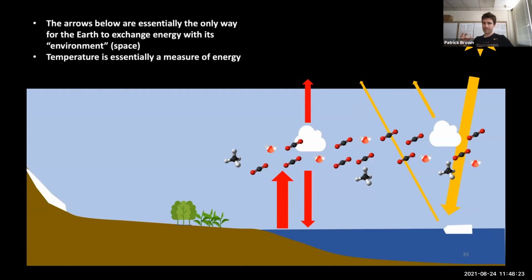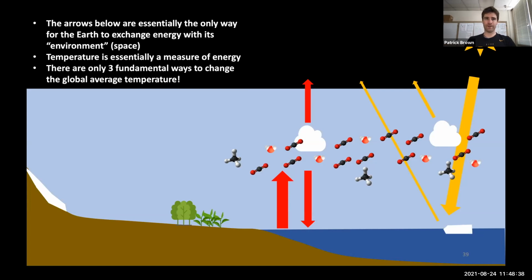That means we've just defined all of the energy coming into the climate system, all of the energy leaving the climate system, and I've said that temperature is a measure of energy. And so that has this really important implication in climate science. It's this vastly simplifying, useful conclusion: there are only 3 ways to change the global average temperature.